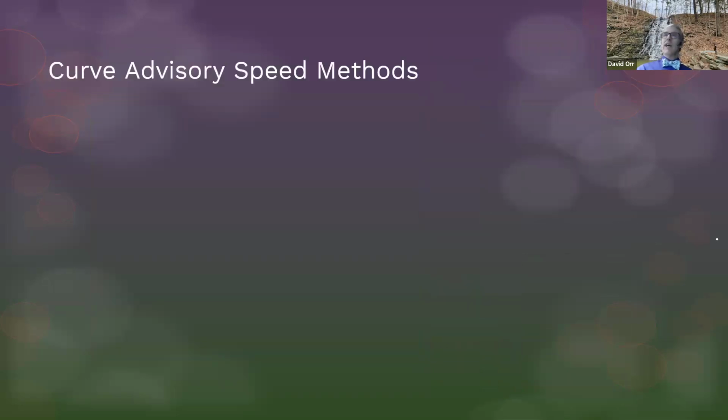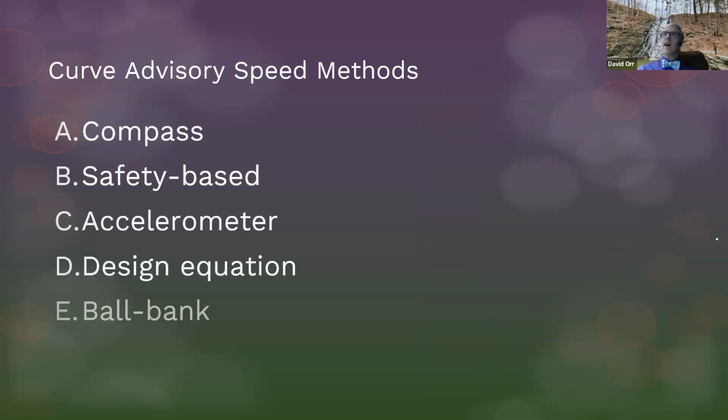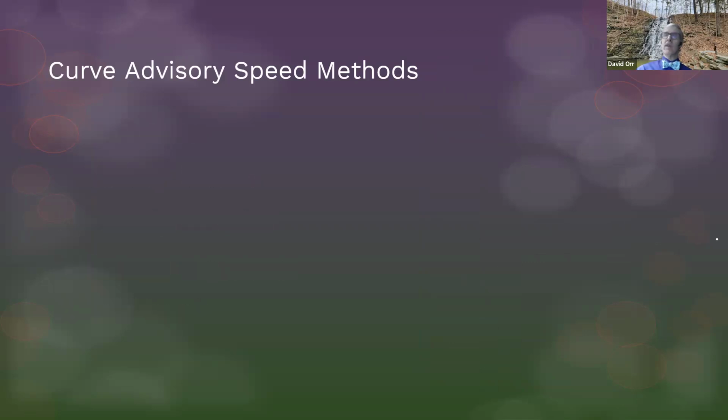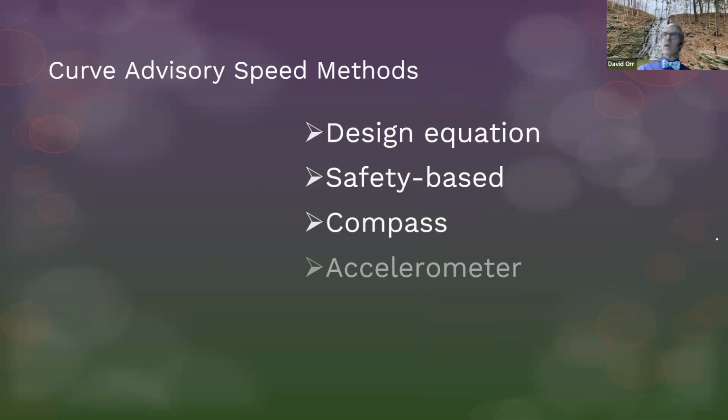So what are the methods that are allowed in the MUTCD? Well, there are 5 that are now allowed in the MUTCD. We're going to go through all 5 of them. I'm going to do them in a slightly different order than the A, B, C, D, E listed in the MUTCD. I'm going to go through them with the design equation method, the safety-based method, the compass method, the accelerometer, and then finally we'll finish with the ball bank. In fact, we'll spend most of the last half hour talking about the ball bank. But I do want you to understand the other equations.